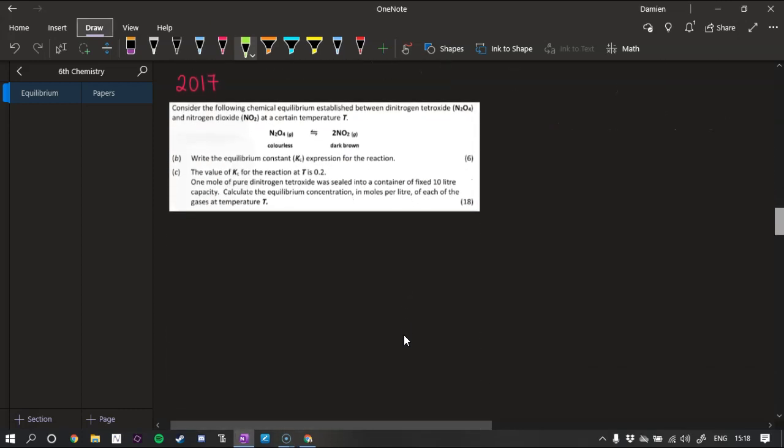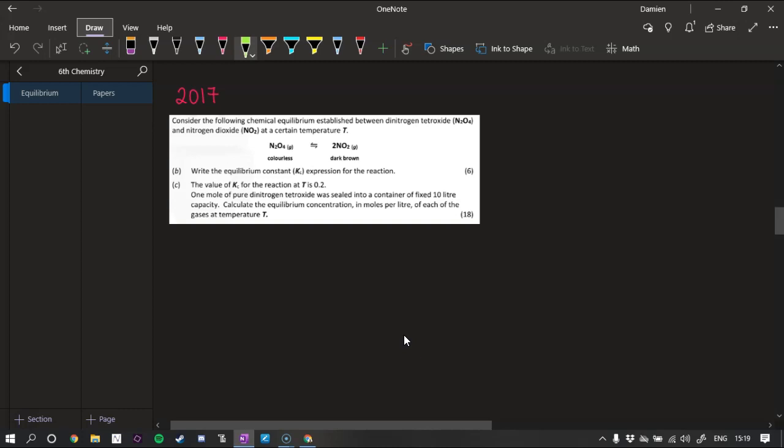We're looking at 2017 now. Consider the following chemical equilibrium that's established. We have N2O4 in equilibrium that gives us 2NO2. So write an equilibrium constant for this reaction. So again, Kc for this reaction is going to be the right-hand side, which is NO2. And you'll notice the NO2 has 2 at the front of it. So that means we're going to square that value. And then we're going to have N2O4 on the bottom, no powers there.